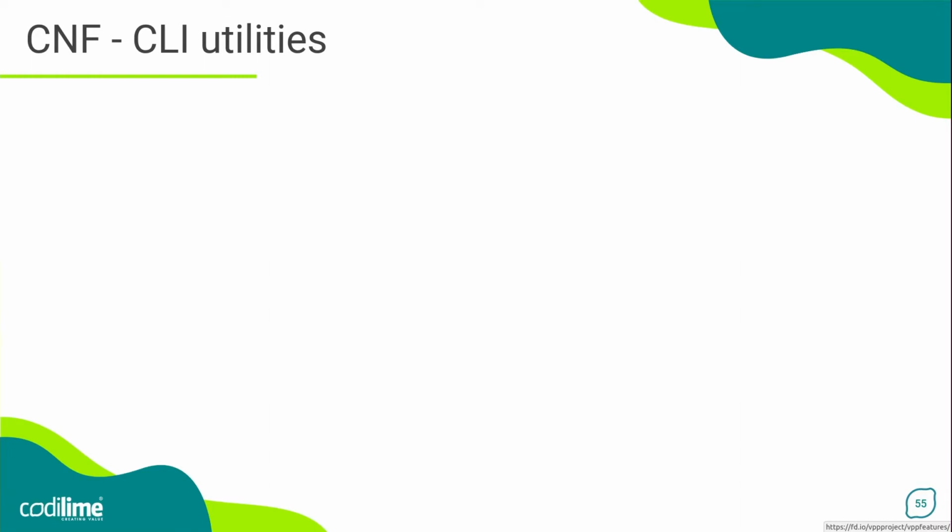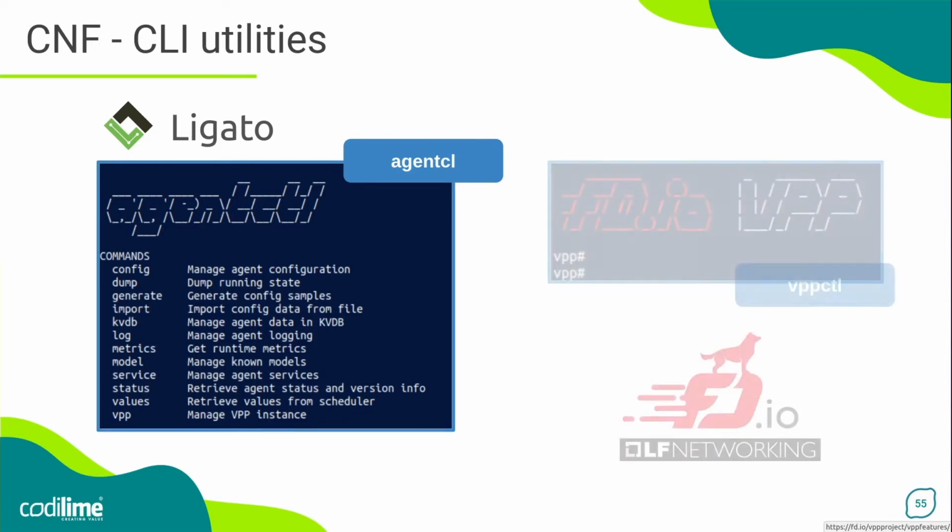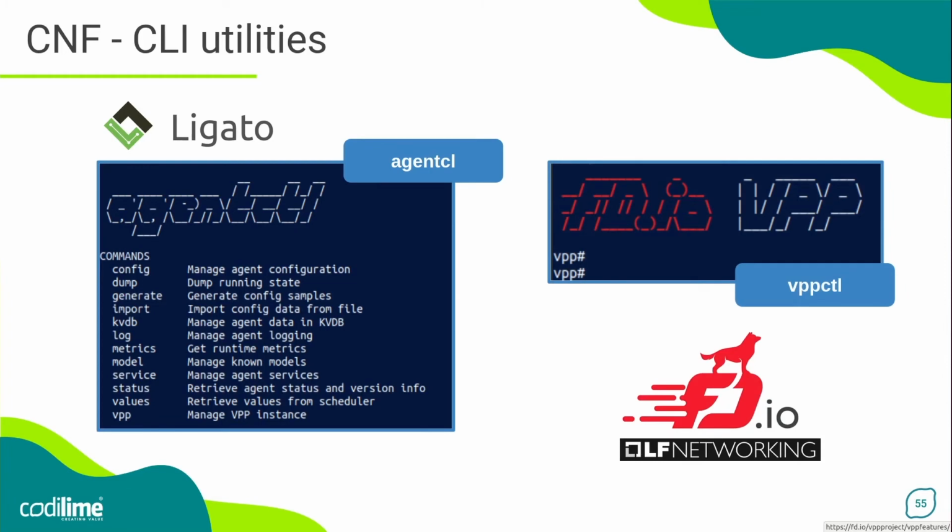The Ligato project provides a dedicated CLI tool called agentctl. The agentctl tool lets you manage and interact with different vpp-agent internal components. This includes checking their status, making a running configuration dump, configuring logs, and so on. Another available tool is vppctl. This is a standard CLI from the FD.io project and only allows interaction with VPP.